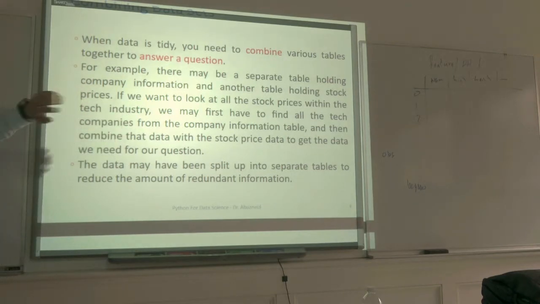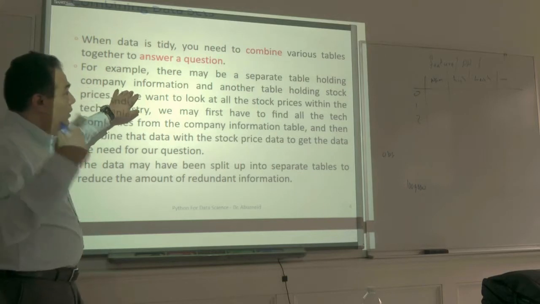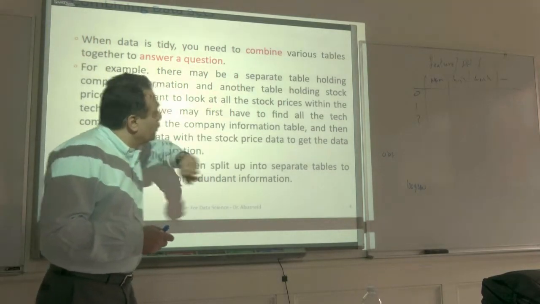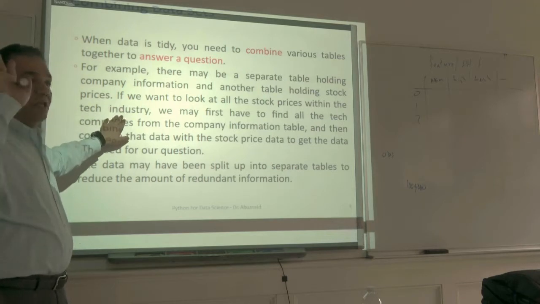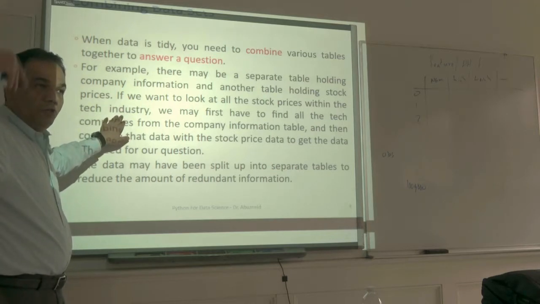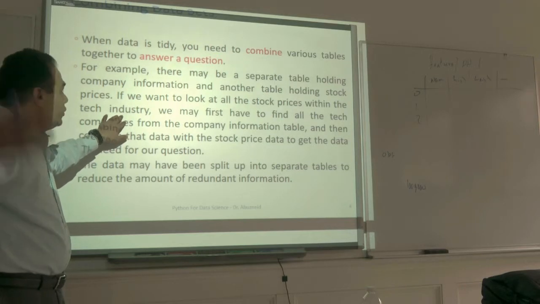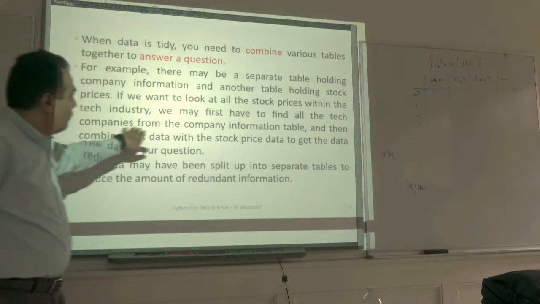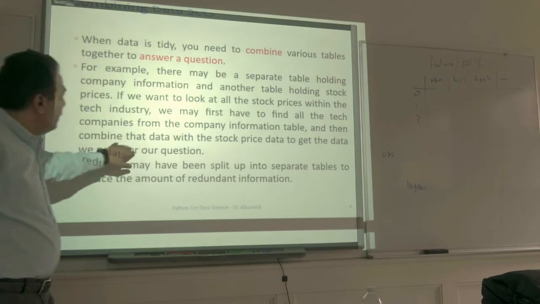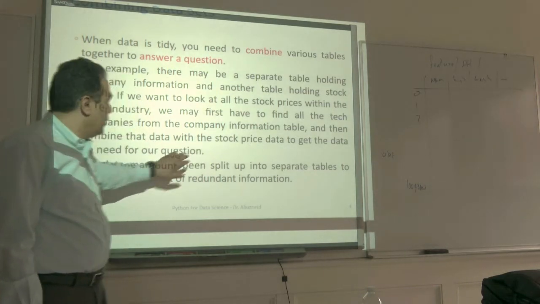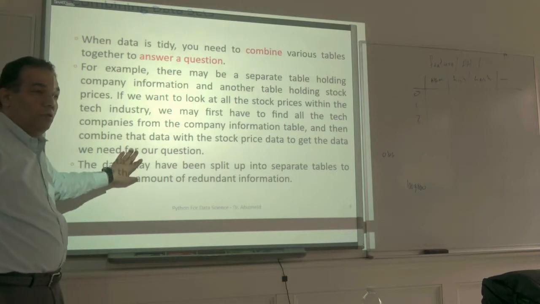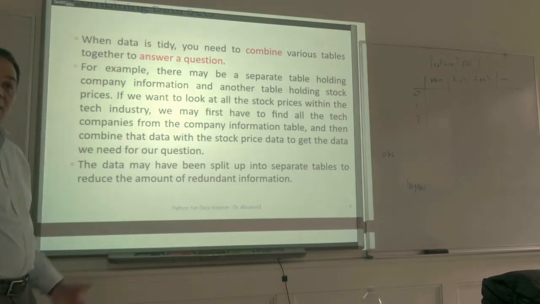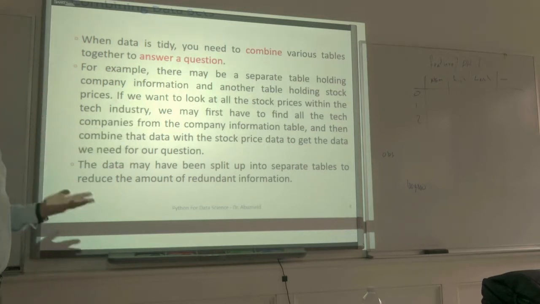For example, there may be a separate table holding company information, and another table holding stock prices. If you want to look at all the stock prices within the tech industry, only tech industry, not medical, not pharmaceutical, not structural, we may first have to find all the tech companies from the company information table, and then combine that data with the stock price data to get the data we need for our question. So you could have multiple tables, like in a database, multiple data frames in our case, that we have to combine together to answer a question.